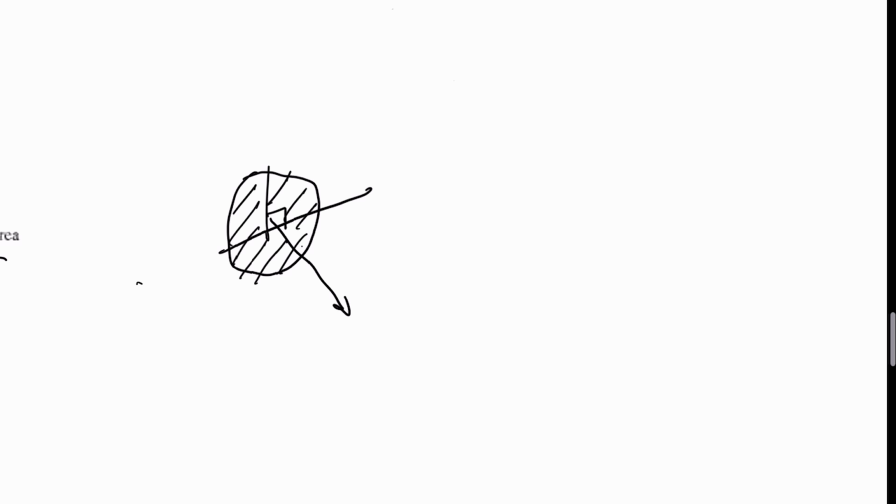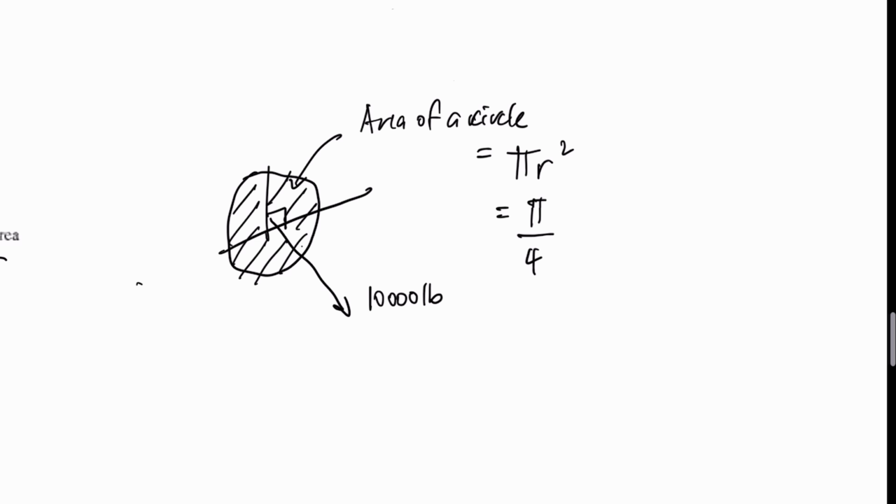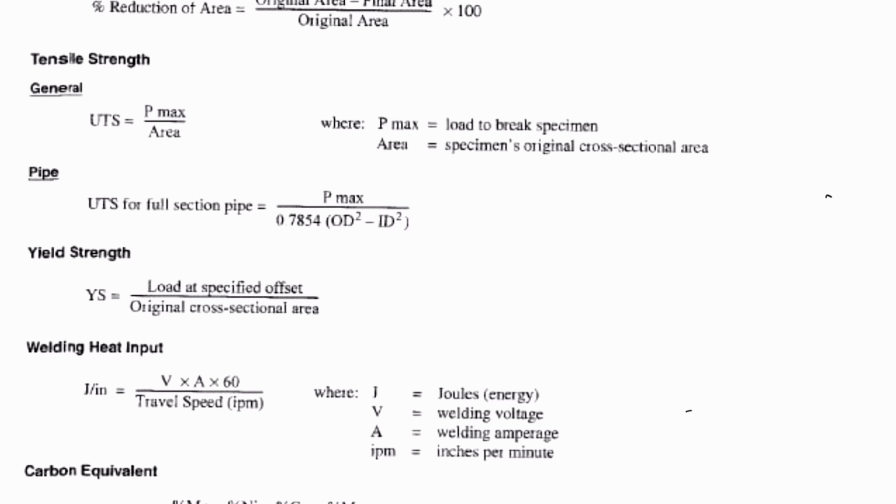So for example, you have a force here of 10,000 pounds. You just divide it by the area here. So if you have an area of a circle here, you just utilize the formula earlier, pi times r squared, or pi over 4 times d squared, where r is the radius and d is the diameter. Then you divide those two. So this applies the UTS formula for a full section of a pipe. The formula you see here, Pmax, is just the load in pounds, or in Newtons for SI units. The 0.7854 you see here is the one that I mentioned earlier, which is pi divided by 4. The OD is the outside diameter of the pipe.